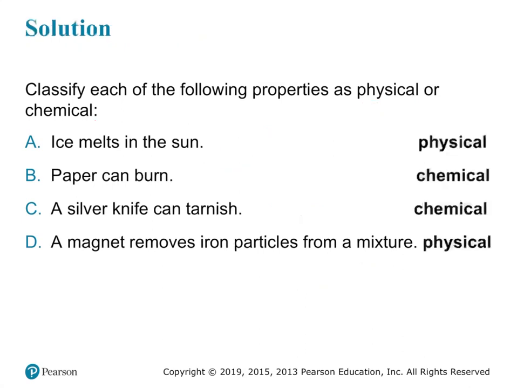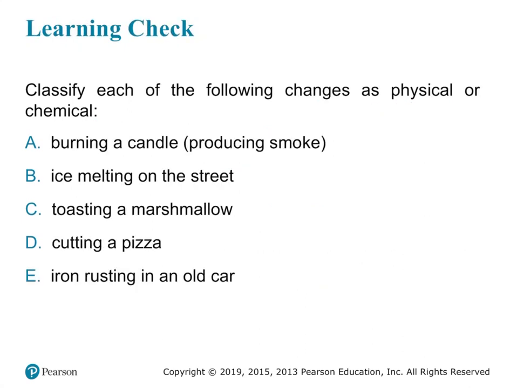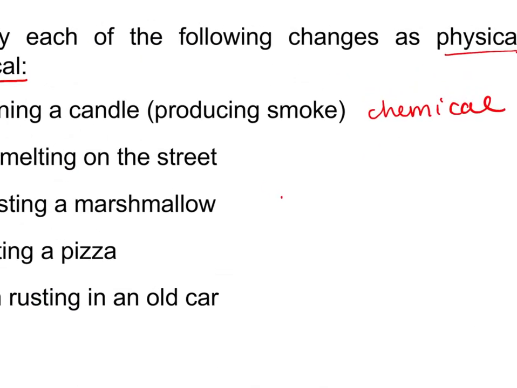Okay. Let's do one more. We're going to classify each of the following changes as physical or chemical. So very similar to the last problem. So we'll do this one together. So in A, let's say we're burning a candle and producing smoke. Is that a physical change or a chemical change? So that is chemical because we're producing a new substance, which is smoke. B, ice melting on the street. Is that physical or chemical? Physical.